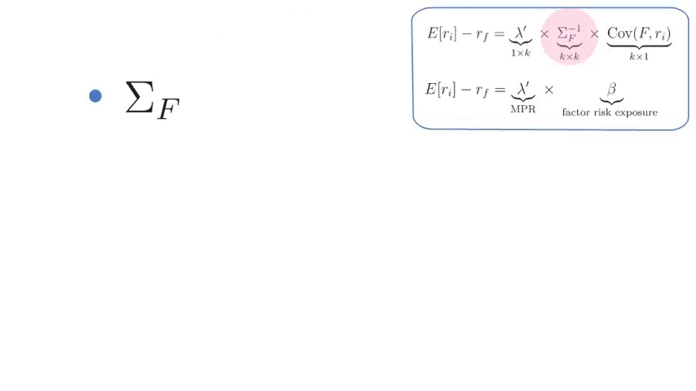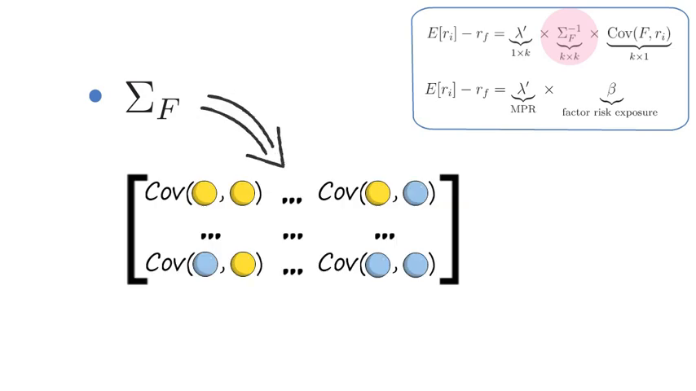So first, Sigma F is an invertible covariance matrix of the factor risk premiums F, capital F. And capital F is simply a matrix with each factor risk premium being in one column.